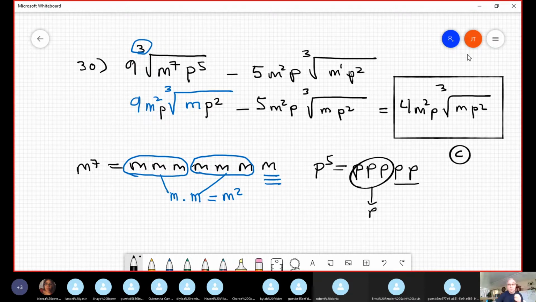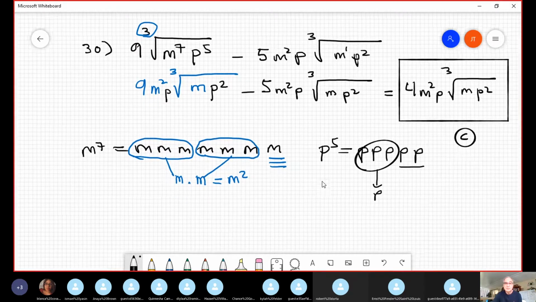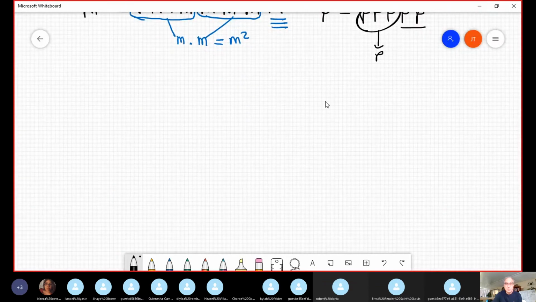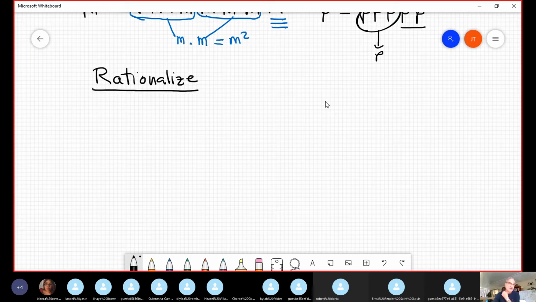Okay. Let's change. Next kind of problem, different, is simplify, but rationalize. Let me explain rationalize. Rationalize means you eliminate any radical in the denominator. For example, the example 31 is classical. It's 7 over radical 2.